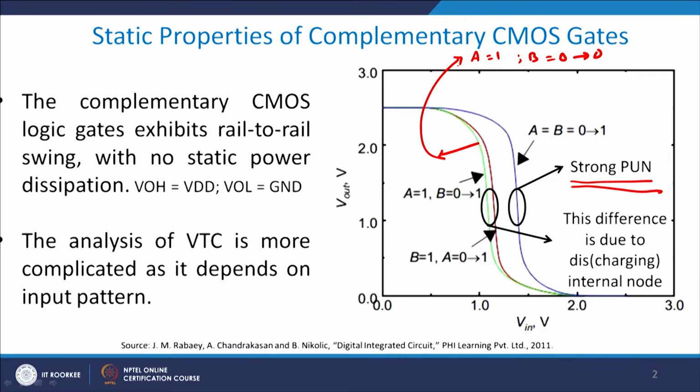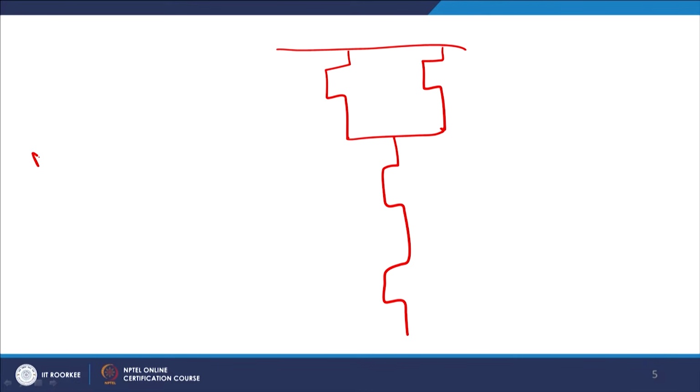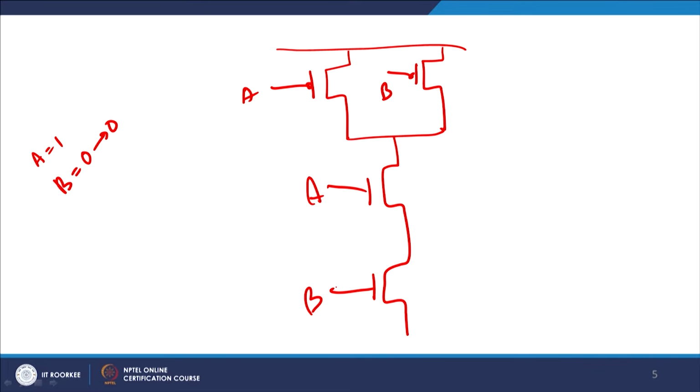Now, coming back to the same diagram, I will just make it once again. So, I have got this NAND gate available here, and I am using A equals 1 and B goes from 0 to 1, right. So, I have got A here and B here, and A here and B here, right.